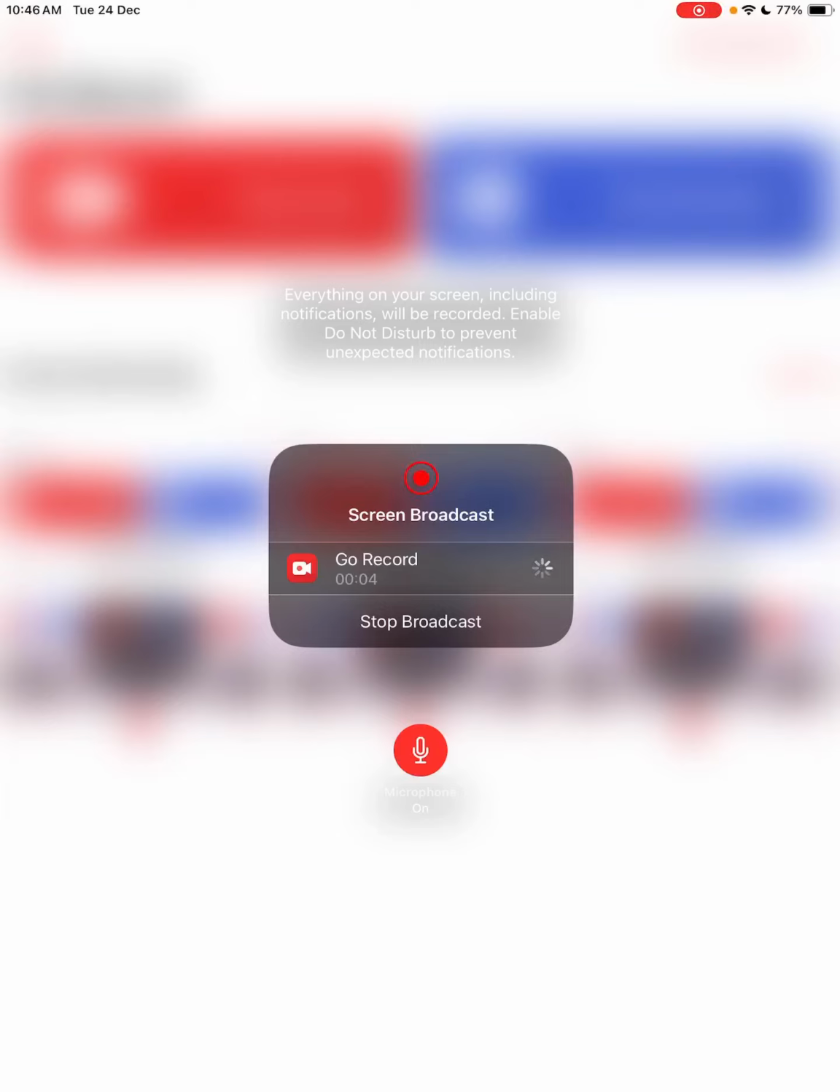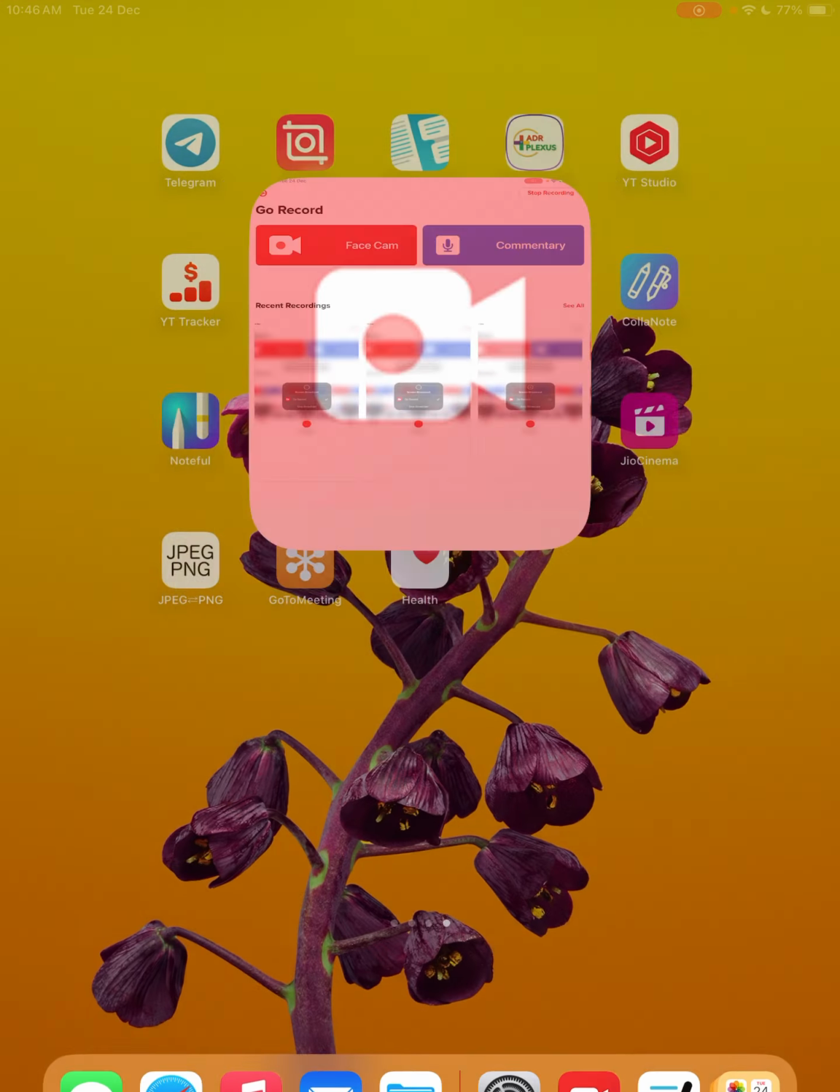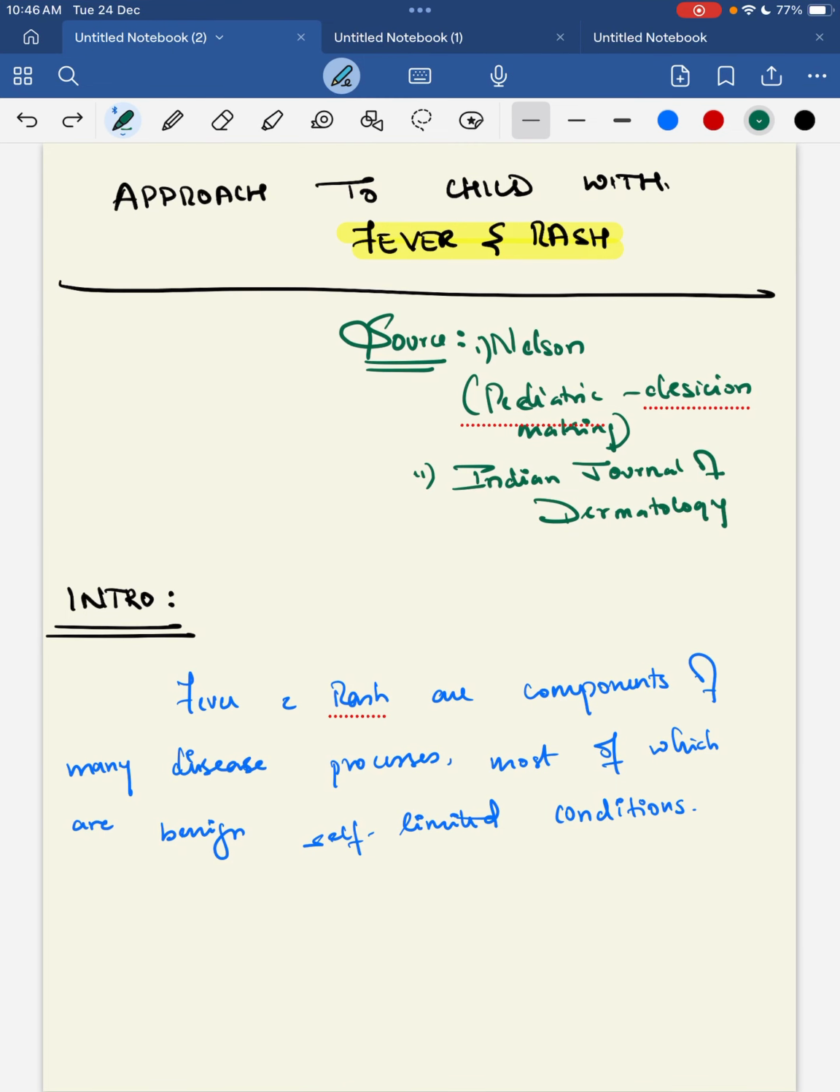Today let's discuss a very important essay question, that is an approach to a child with fever and rash. I have taken this topic, everything, from our Nelson Pediatric Decision Making book and from the Indian Journal of Dermatology article. Okay, starting off with the introduction.